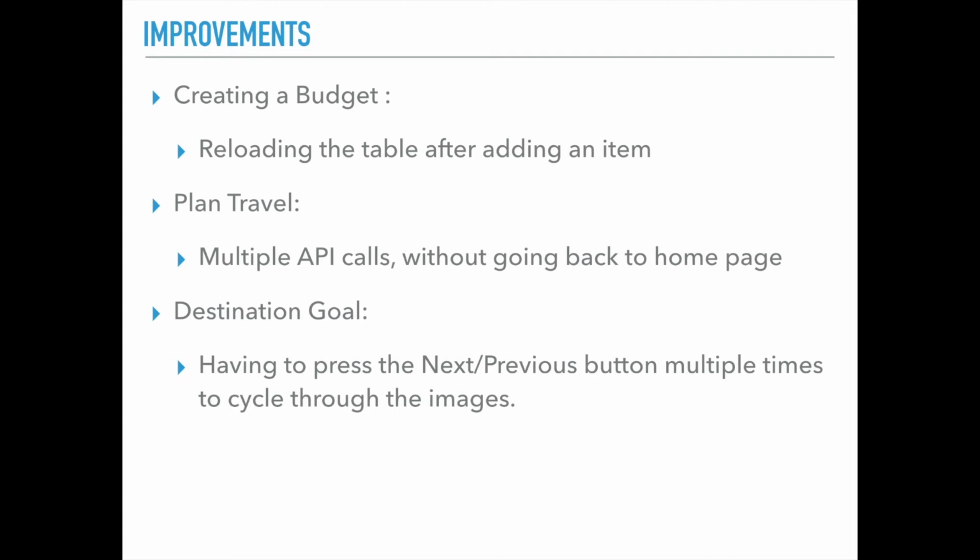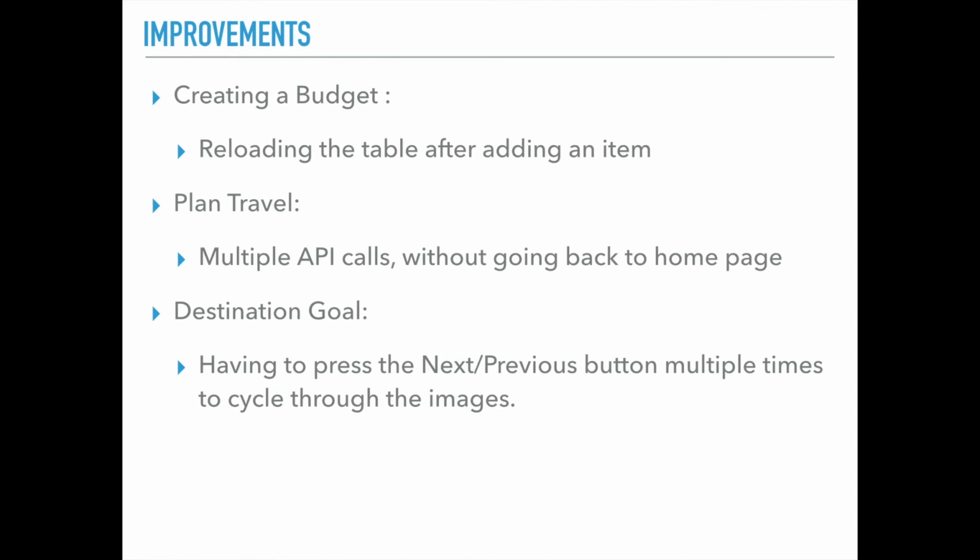Another area of improvement is when the user wants to plan a trip. The improvement is by making multiple API calls without going back to the home page. So if a user makes one API call and they want to make another one, they would have to go back to the home page and then go back into the plan travel in order to make another API call.